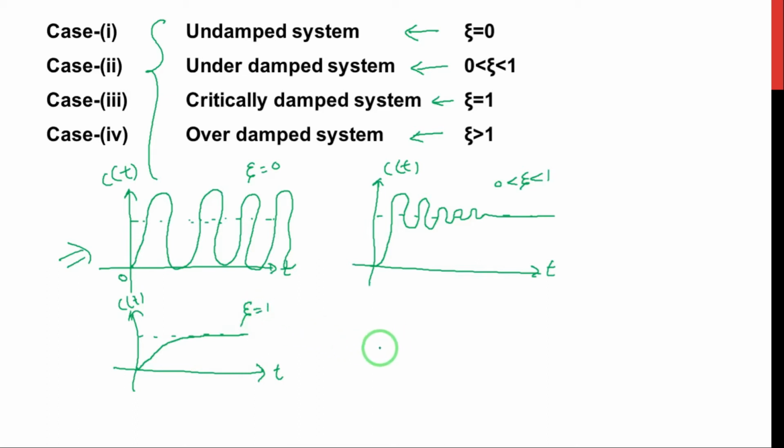Now coming to the fourth one, if zeta is greater than 1, then what happens to the output response? If zeta is greater than 1, then that system is called overdamped system.